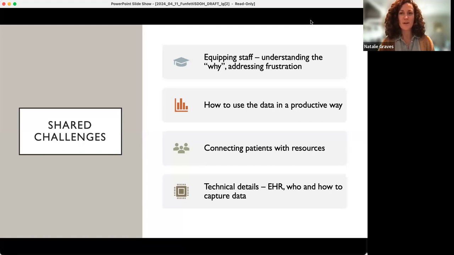So I wanted to start with an acknowledgement that this work is hard. And you all know this, right? You're doing this day in and day out, but we have these conversations with hospitals all across the country. And I wanted to just kind of set the stage with some of the most common challenges that we're hearing.